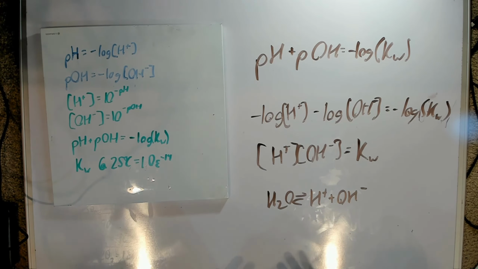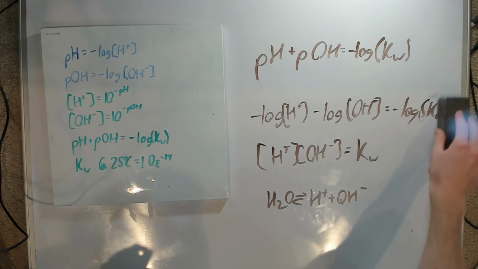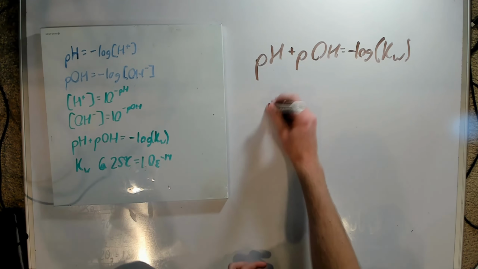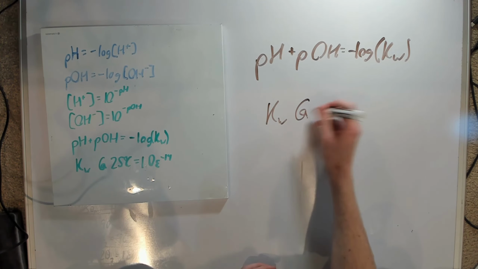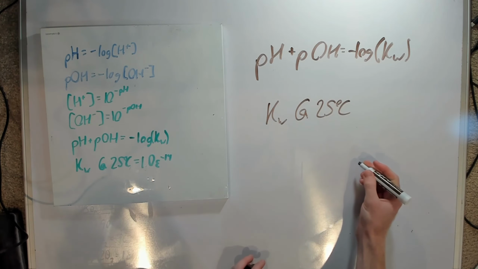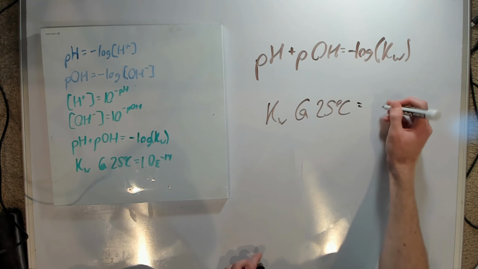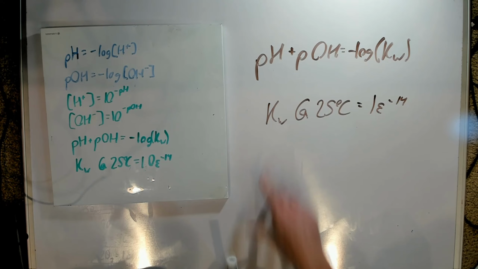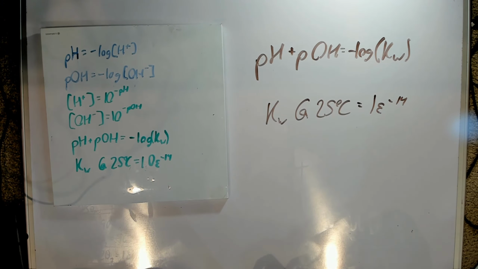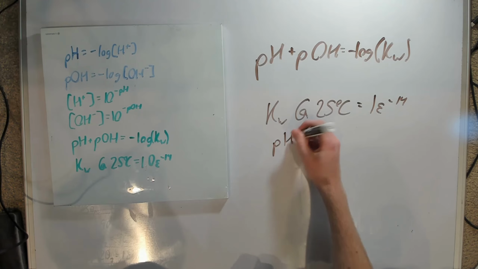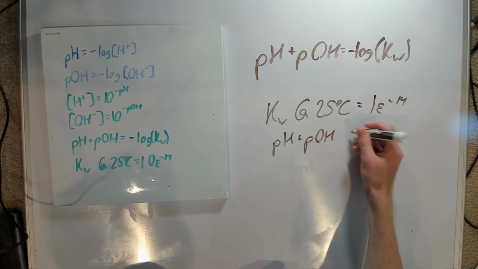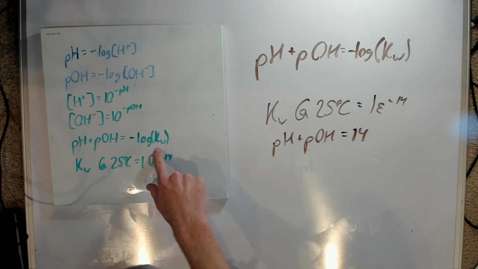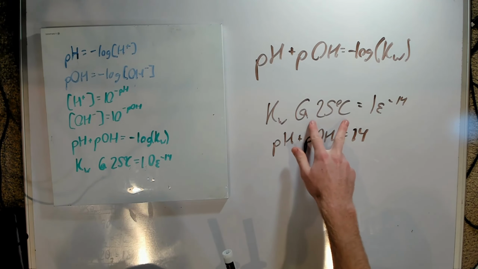So now that we have an actual equation to represent how pH works, we also know on top of that that Kw at 25 degrees Celsius, I'll explain why we're doing 25 degrees Celsius, is equal to 1 times 10 to the negative 14. So Kw at 25 degrees Celsius is 1 times 10 to the negative 14, which means that pH plus pOH at 25 degrees Celsius is equal to 14, because that's just what you get when you plug this in for that. So why 25 degrees Celsius?